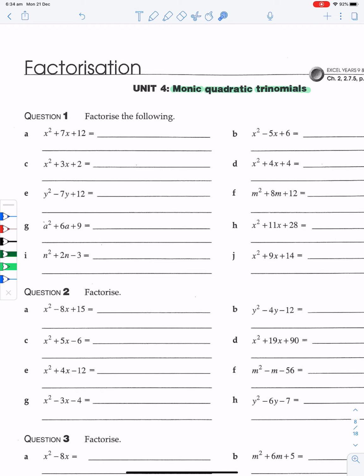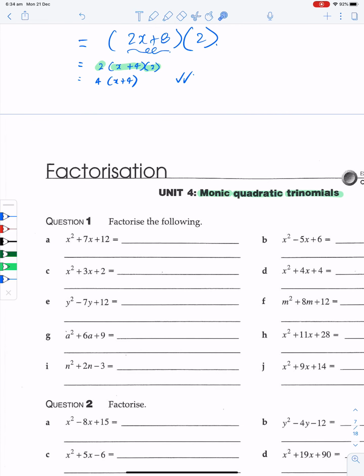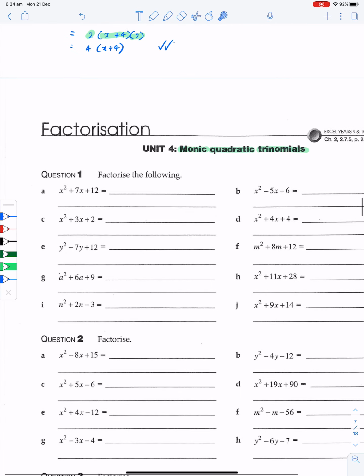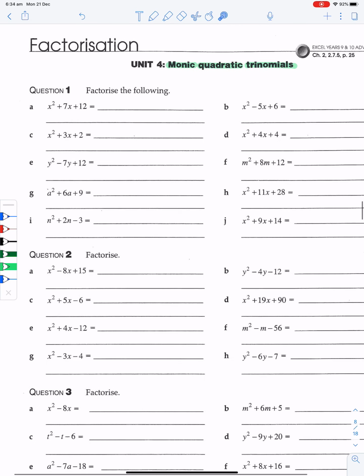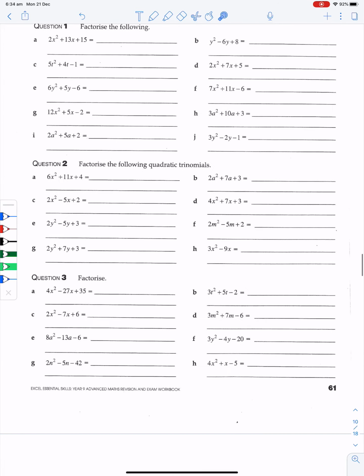If you have a look in front of the pronumerals, like question 1, you can see in front of this x squared there's no number. In other words, there's a 1. In front of this, there's a 1. In front of this, there's a 1. So the coefficient of the squared is always a 1. If you look at this entire page carefully, you'll always see that there's a 1 in front of the pronumeral of the squared.